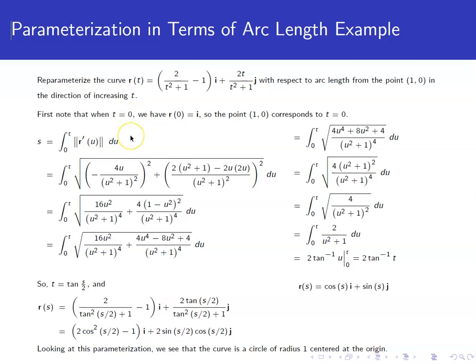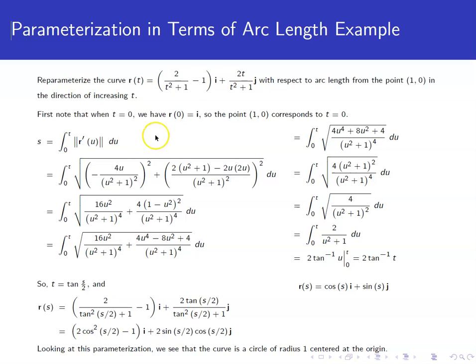So to reparameterize in terms of arc length in the direction of increasing t, we will integrate from 0 to t the magnitude of the derivative. We'll use a different variable here to integrate with respect to, because we don't want to use t in two different places, meaning two different things. Since I'm using t as what's being inputted in the upper limit of integration, I'll use a different letter to integrate with respect to.